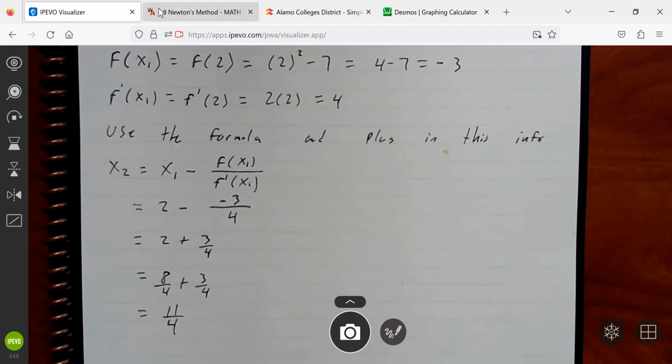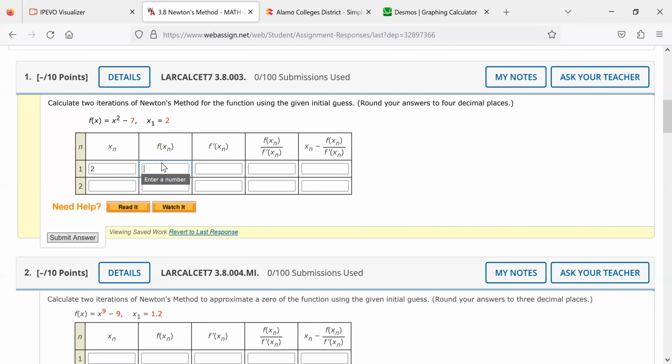So f of xn, the first thing that we did right here was plug it in. Got negative 3. The derivative at that number, we got 4. Dividing them would be negative 3 divided by 4. The entire thing, we got 11/4, right? That's what they're asking. Just plug in the pieces.